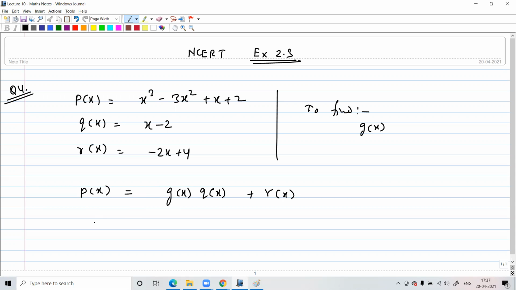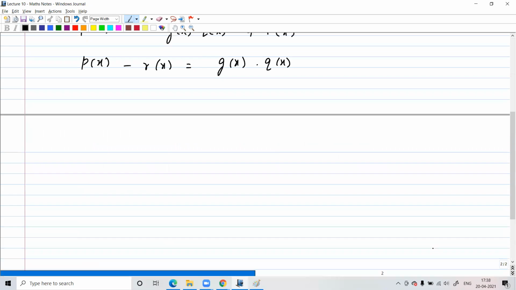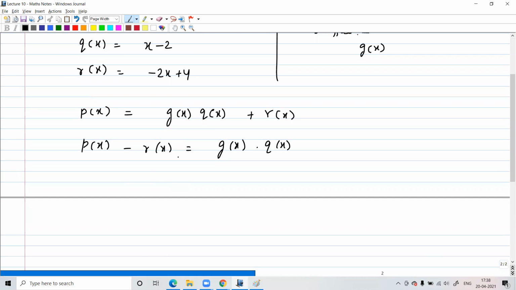So by that rule, what will happen? If I want to find g(x), move around this now itself. Don't put the values of p(x), q(x) and r(x) right now. Find the formula to find the g(x) value. So I can send the r(x) to the left-hand side. I can write p of x minus r of x is equal to g(x) into q(x). I'm just doing a simple equation, moving around the variable, transposing to the other side. This should be simple, right? Even though these are polynomials, they follow the rules of mathematics.